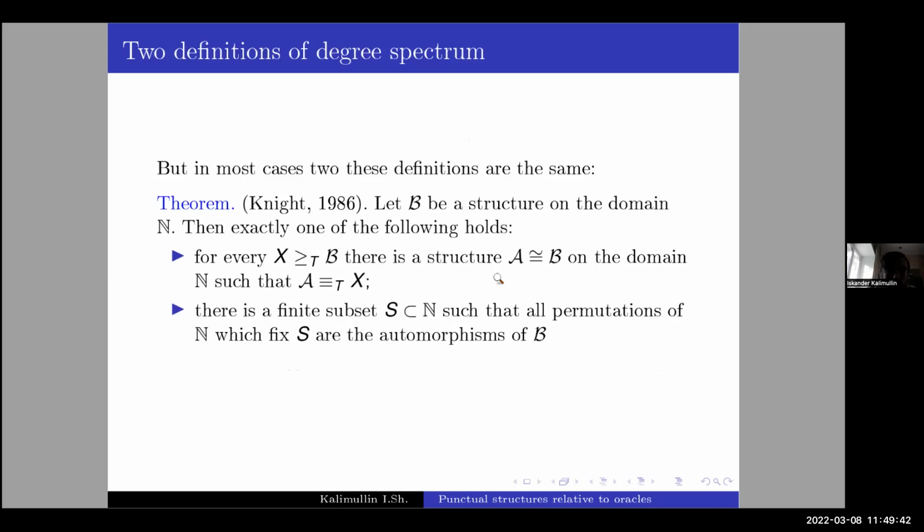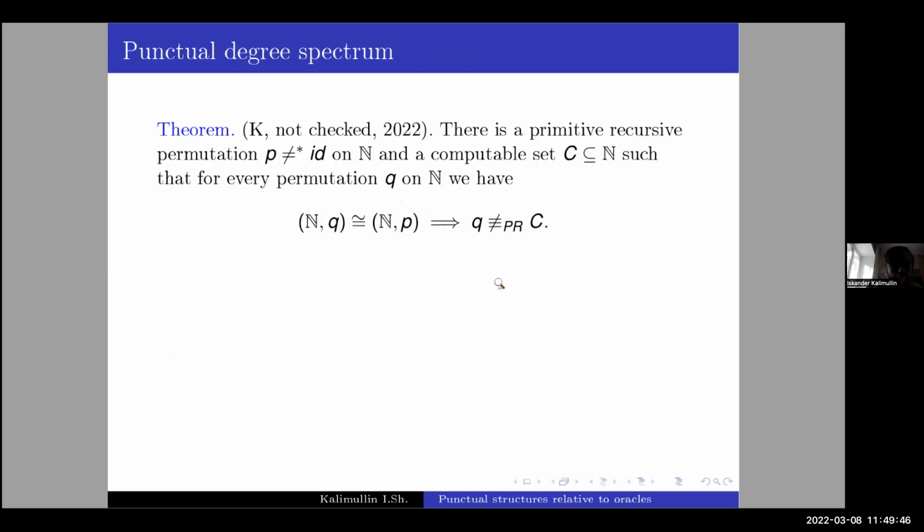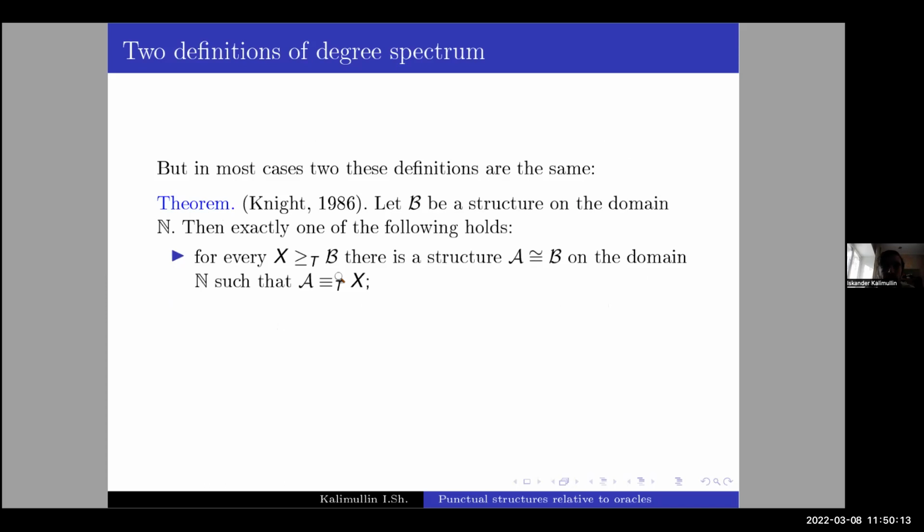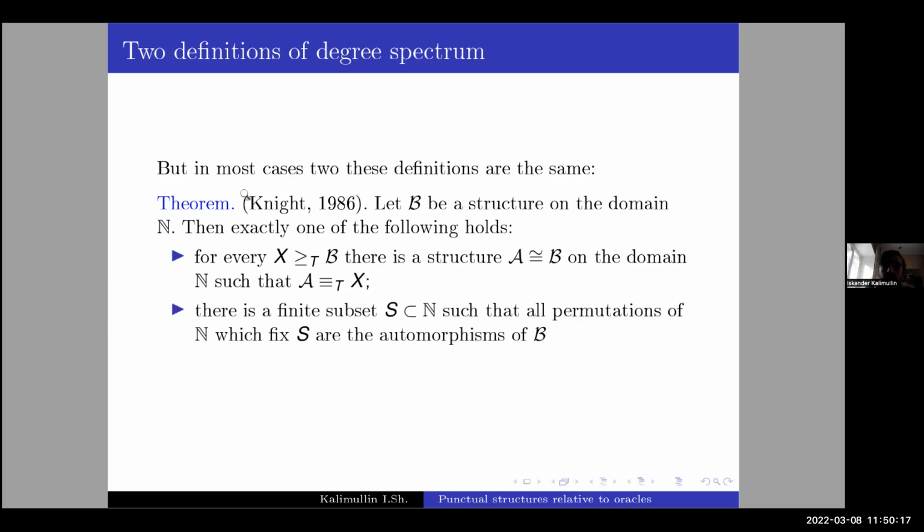And I found, so this is a new result that appeared just while I'm preparing the talk, in fact. So it is not checked, but I am 99% sure that this is true. If we try to adopt the first definition of degree spectrum, so it is exactly the PR degrees of the presentations, then we have no analog of the Knight theorem. So the structure can be non-trivial, but the collection of presentations is not closed under the PR reducibility.